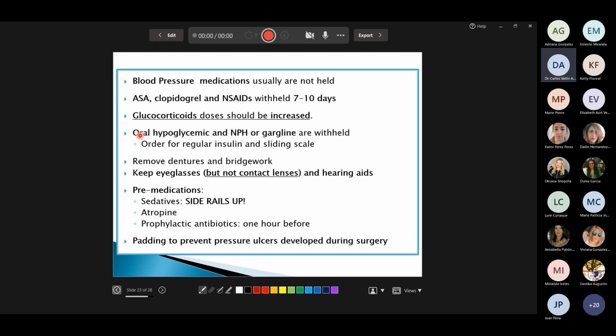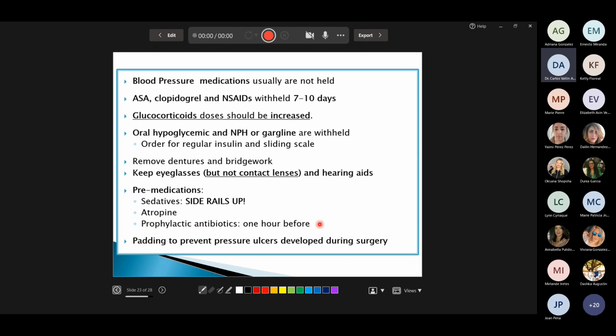Remember that diabetic clients cannot go to surgery with NPH insulin or glargine insulin, only with regular insulin, and cannot go to surgery with metformin or glipizide, sulfonylureas, or any oral anti-hypoglycemic medication. Remember to remove anything that can be in the mouth or the eyes of the clients, except the regular eyeglasses and the hearing aids. They go to surgery with them. They are removed after the patient is out.